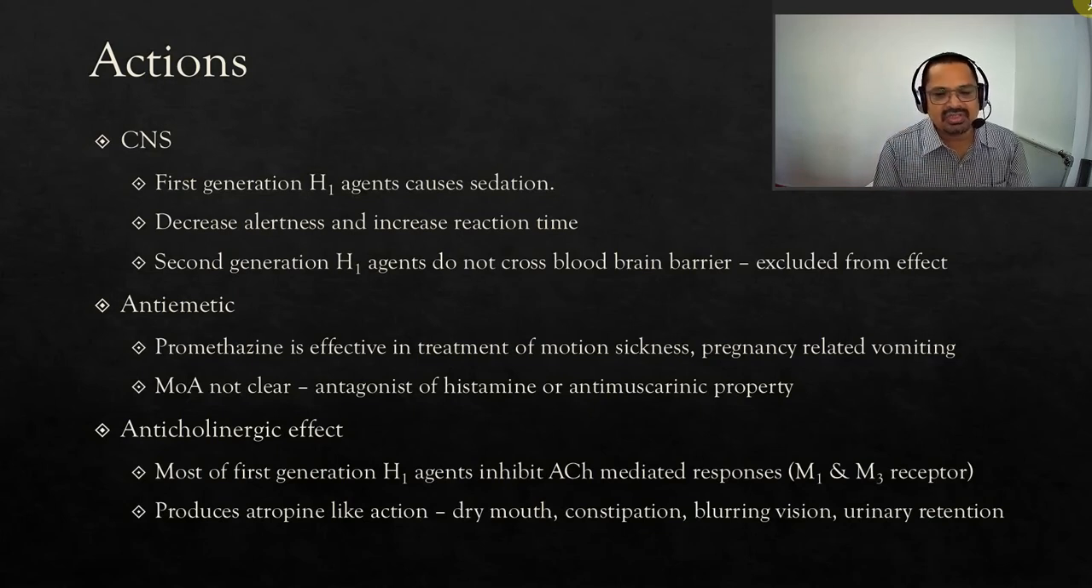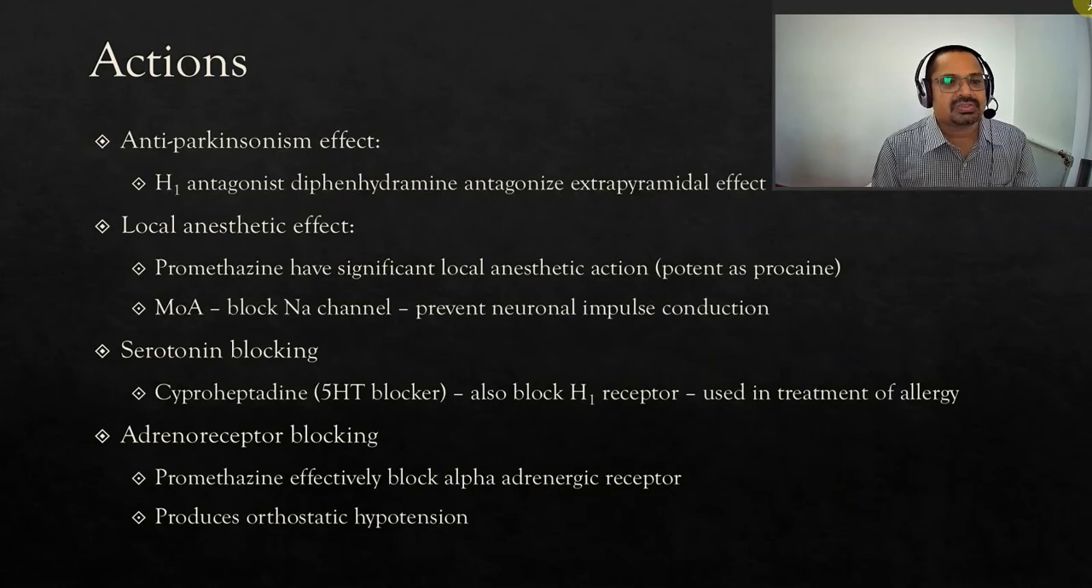This is one of the typical actions of antihistaminics. Most of the first generation have ACH-mediated responses, which are from M1 and M3 receptors. So these first generation antihistaminic agents also act on M1 and M3 receptors, and they block the ACH-mediated actions over there. Okay, it produces atropine type of actions like dryness of mouth, constipation, blurring of vision. So these may contribute to the side effects of the antihistaminic: dryness of mouth, constipation, blurred vision, urinary retention. These atropine type of side effects are contributing to the side effects of these antihistaminic agents.